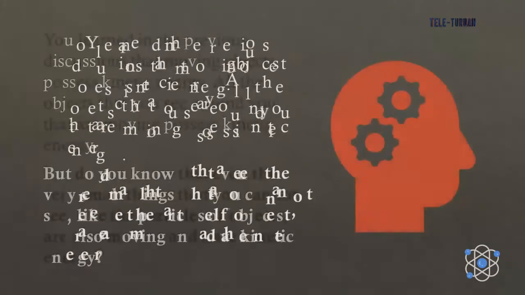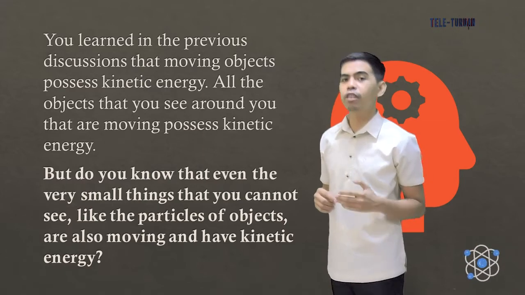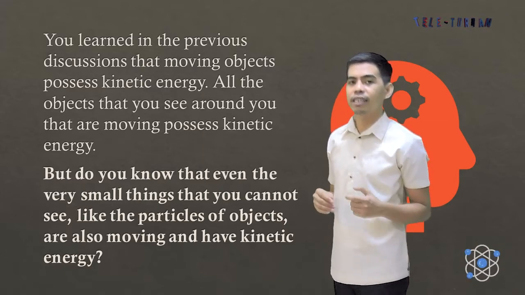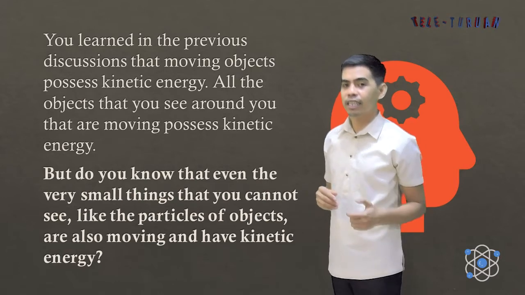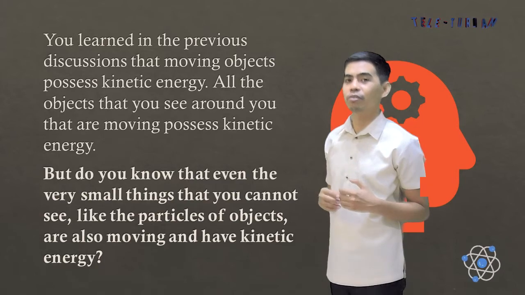You learned in the previous discussions about moving objects possessing kinetic energy. All the objects that you see around you that are moving possess kinetic energy. But do you know that even the very small things that you cannot see, like the particles of the objects, are also moving and have kinetic energy? It can be inferred that the speed of the particles of water varies in each container. Since kinetic energy depends on speed, the kinetic energies of the particles also vary.